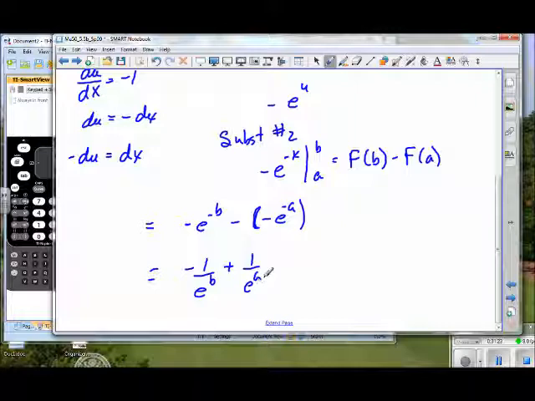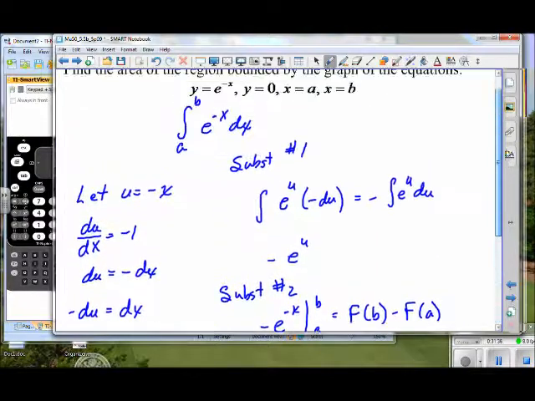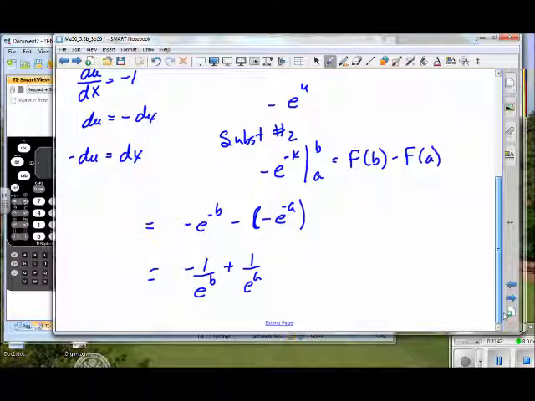And we really can't look at finding a graph for this because we don't know what a and b are. But if we take the derivative of this quantity, we should get back to e to the opposite of x there.